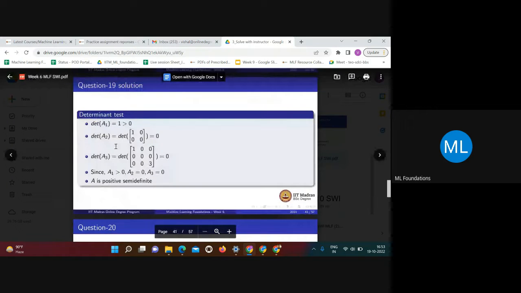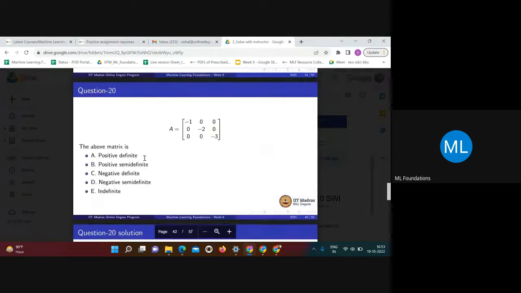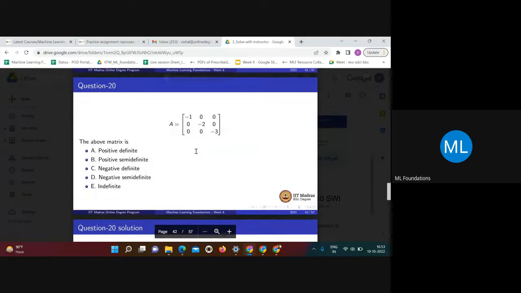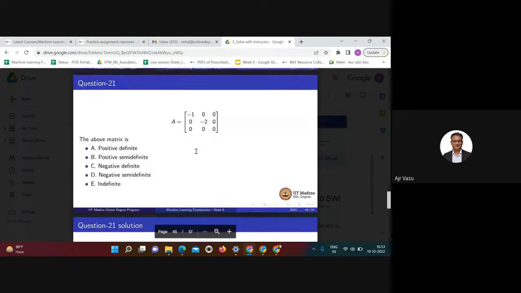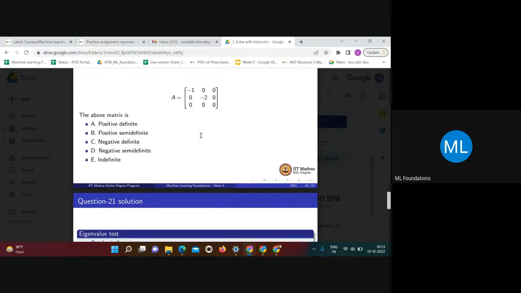This is the determinant and sign that we were talking about for each. For this, everything is negative, so you're getting negative definite, right? Similarly, for this one you'll get some as 0 and some negative, so it's the same, negative semi-definite.